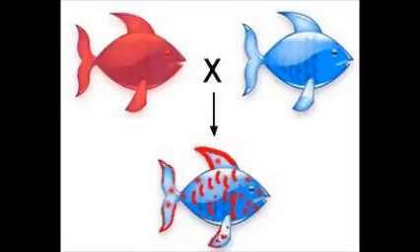Codominance describes an event in which two alleles each affect the phenotype in separate, distinguishable ways. In this diagram, one parent carries a gene for red coloring, while the other carries a gene for blue coloring. Their offspring does not have only one of the colors, because each trait is expressed in a separate manner.